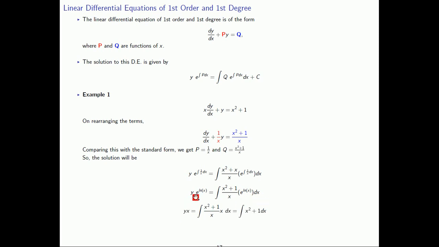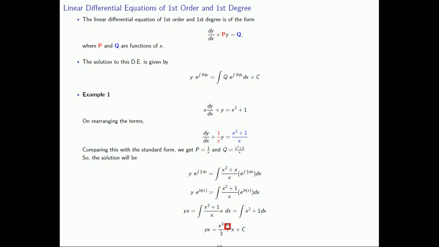And since exponentiation and taking logarithms involve two inverse functions, their effect will simply be x. So e raised to ln x will be merely x, and the x in the denominator and this x will cancel each other, and we are left with the integral of x squared plus 1 dx, which is fairly easy to evaluate.